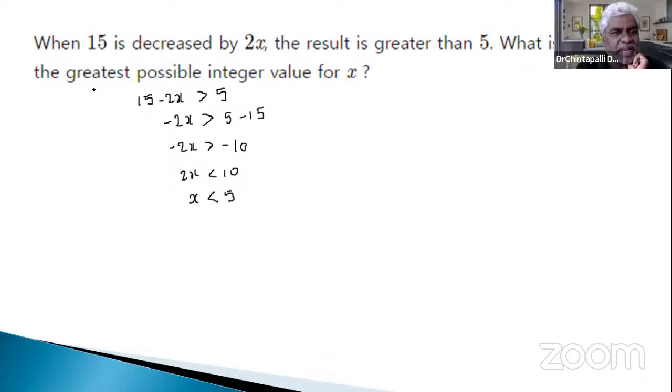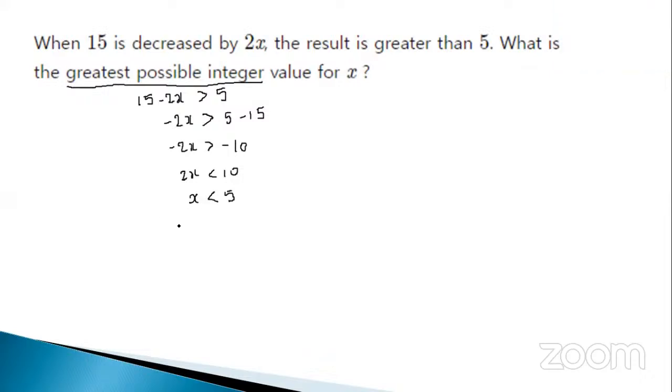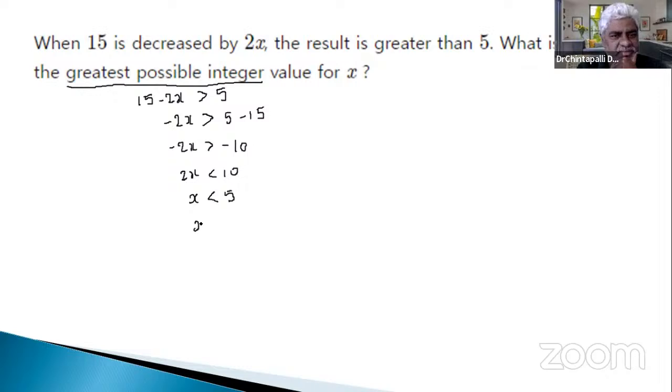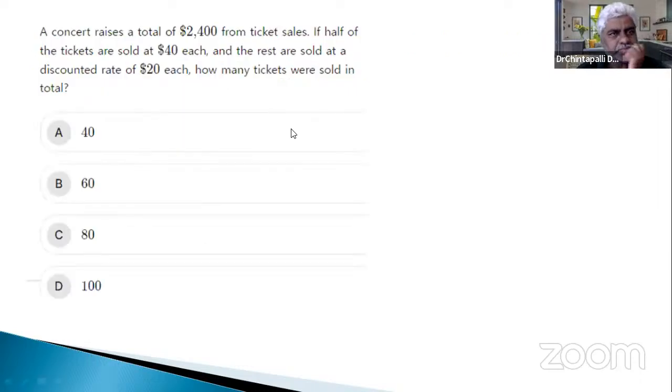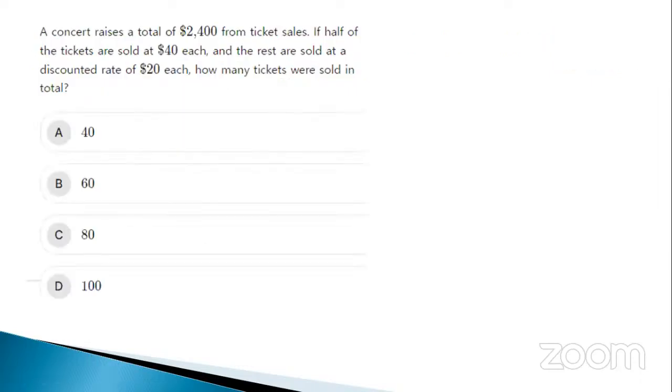What is the greatest possible integer? That means, what are the values of x? So it's 4, sir? Yes, 4 is the correct answer. Of course 3, 2, 1 are all there, but the greatest, that means the biggest among them, is 4. Good. Yes, sir.